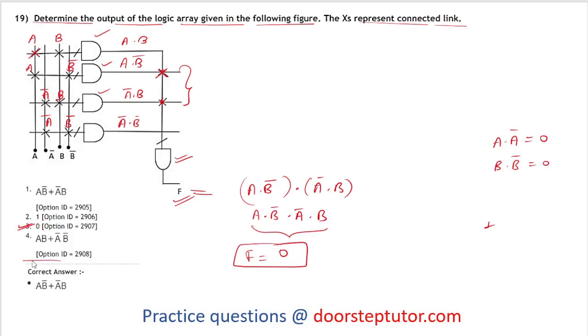But according to the answer key provided, that is A dot B bar plus A bar B. So this is incorrect. For this to be correct, this should be an OR gate. If it is an OR gate, then this expression is right. But if it is an AND gate, then F will be equal to 0. Here they have given an AND gate, so according to that, F will be 0 only.